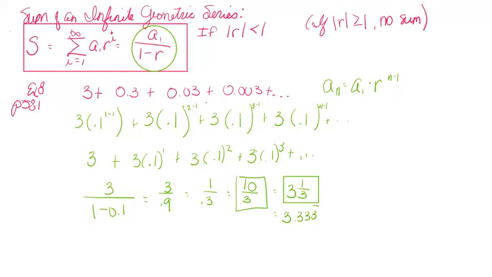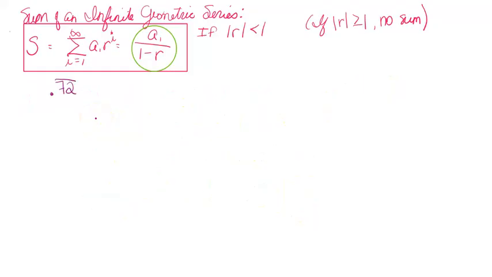You can also see that if I wanted to find the fraction that goes to a repeating decimal, I can use this a sub 1 over 1 minus r to find that. In fact, let's do another example like that. Let's see if we can find the fraction that is equivalent to the repeating decimal 0.72 repeating. This is the same thing as saying 0.727272 over and over and over again.